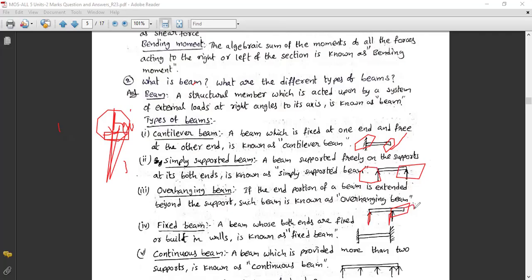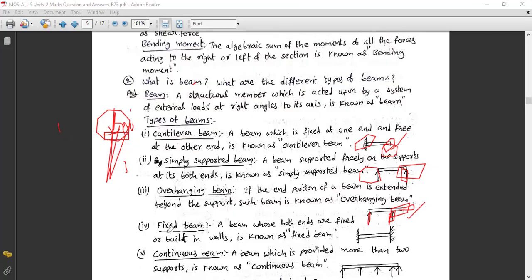This can go up to here also. So here the support is there, and beyond the support we are going. Here we are not going beyond the support, and here also we are not going beyond the support. But in this case we are going beyond the support. That is why it is said to be a special case.